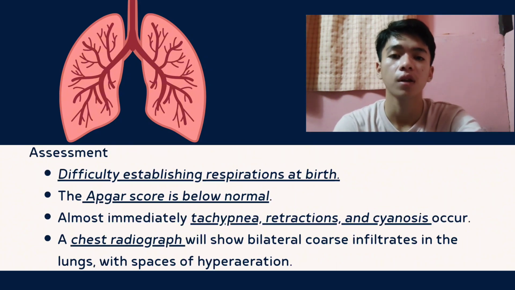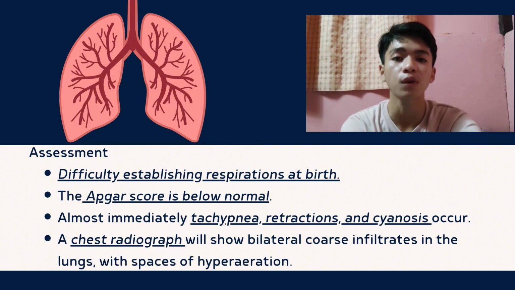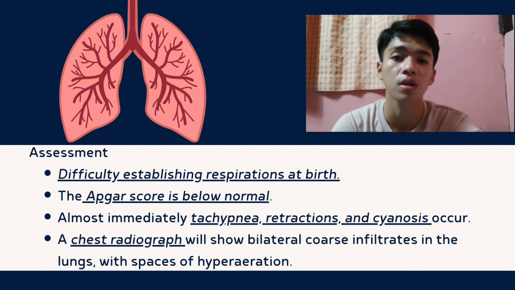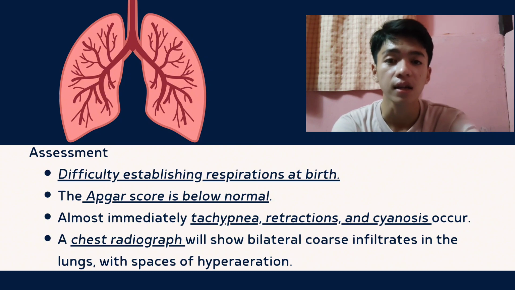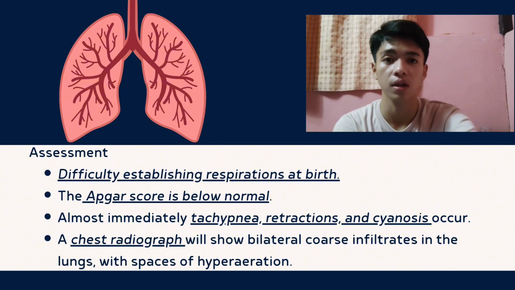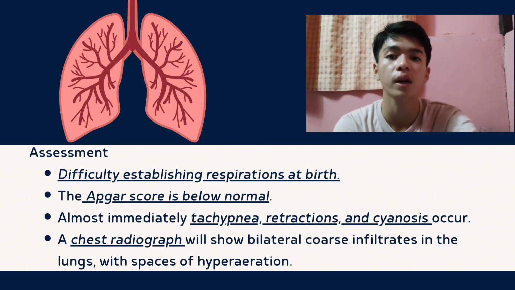In the assessment of an infant who is having meconium aspiration syndrome, the infant will show the following signs. First, infants with meconium-stained amniotic fluid can have difficulty establishing respirations at birth. Those who were not born breech may have had a hypoxic episode in utero to cause the meconium to be in the amniotic fluid. Second, the Apgar score is below normal. Third, almost immediately tachypnea, retractions, and cyanosis occur. And lastly, a chest radiograph will show bilateral coarse infiltrates in the lungs with spaces of hyperaeration, a peculiar honeycomb effect. The diaphragm will be pushed downward by the overexpanded lungs.